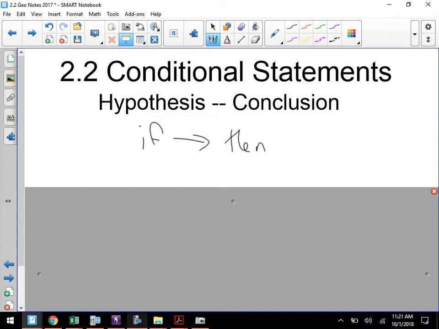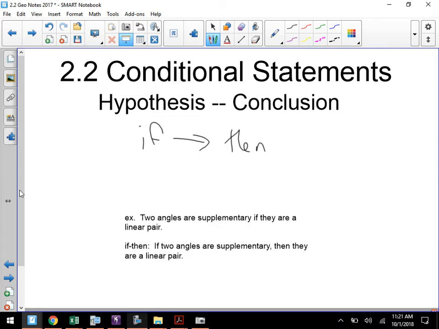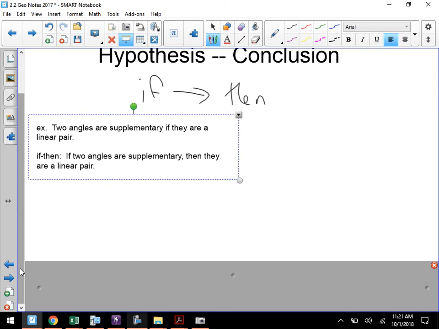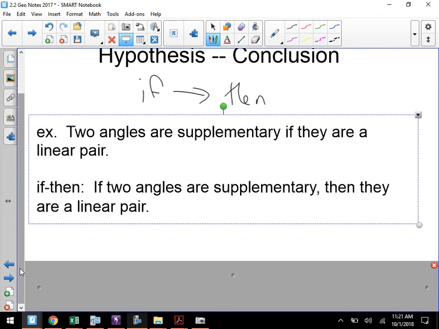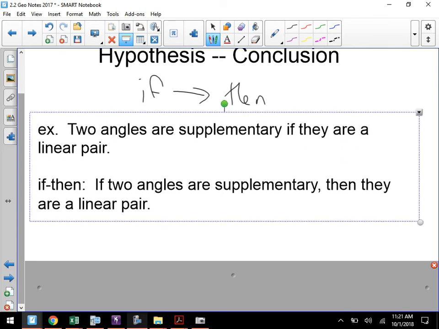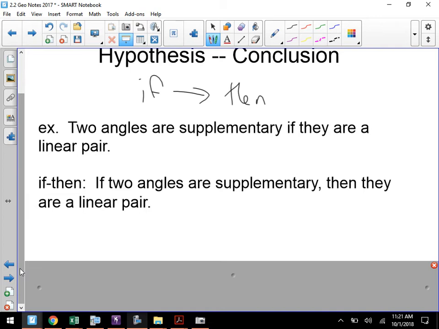So, hypothesis and conclusions. I know that you guys have seen these things. This isn't going to be all that bad. For example, you don't have to write all this out. If I want to take a statement, two angles are supplementary if they are a linear pair, and I want to turn that into an if-then statement, I would just put in the words if and then. If two angles are supplementary, then they are a linear pair. Really easy to turn them into if-then statements.